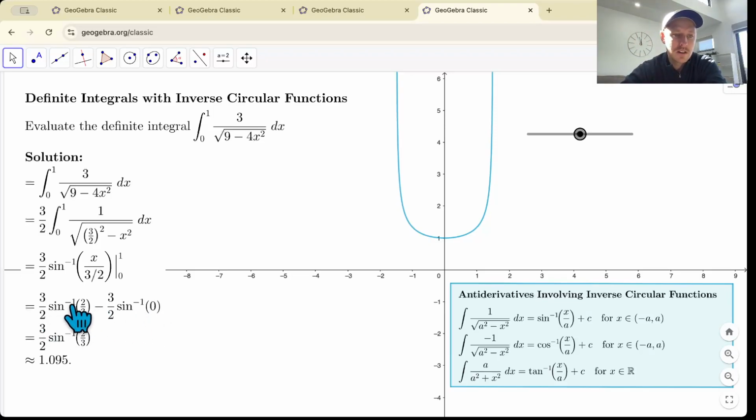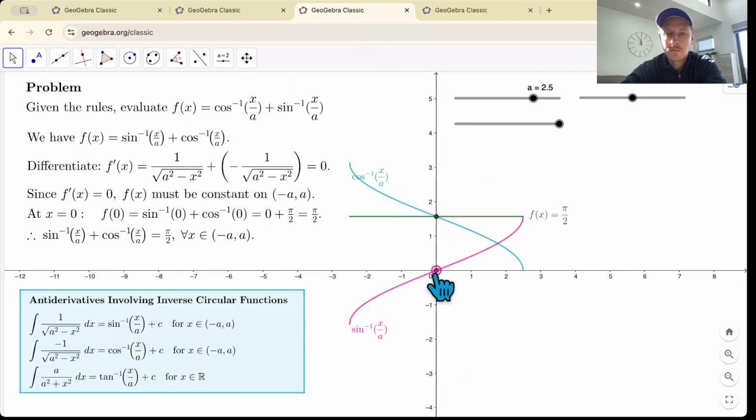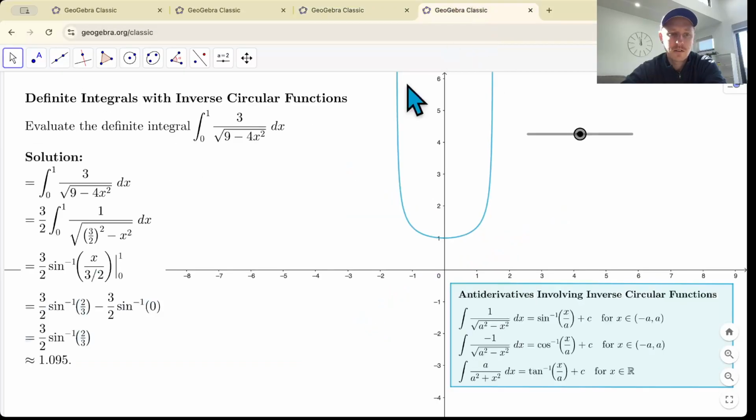And so you'll get this, and you'll need a calculator to work this out, but sine inverse of 0 is 0, I'm guessing. Let's check. Sine inverse of 0, yep, is 0. So that last term here goes away, and we're just left with 3 on 2 sine inverse of 2/3, which is approximately 1.095. And remember, this blue line here is this function, 3 on the square root of 9 minus 4x squared. So if we take the definite integral between 0 and 1, we're just finding the area between here, and hopefully, fingers crossed, we'll get that the area is approximately 1.09.